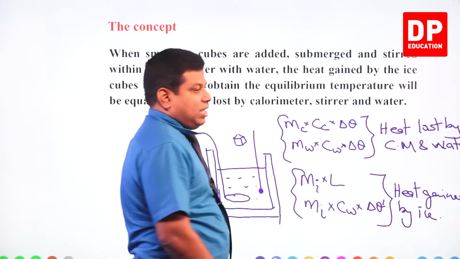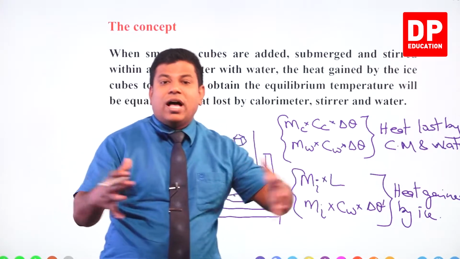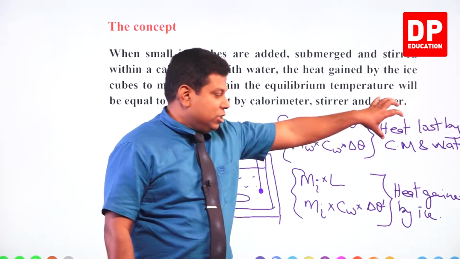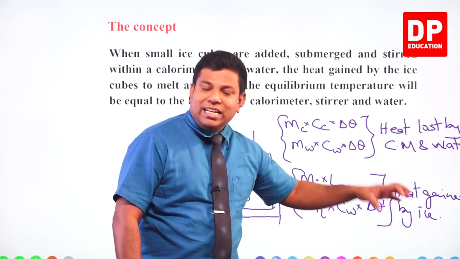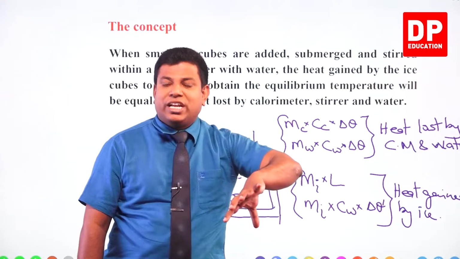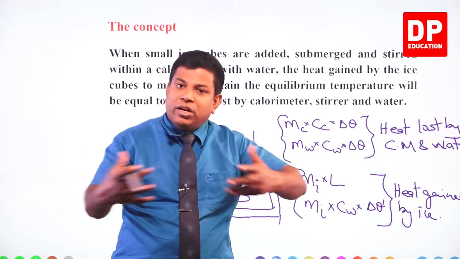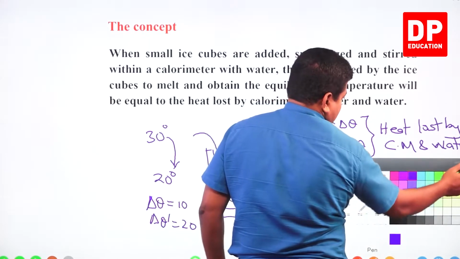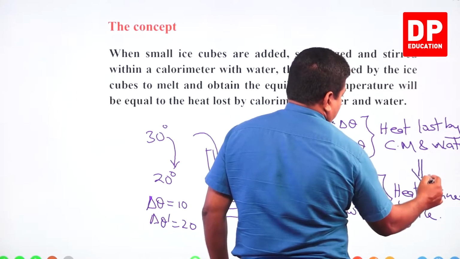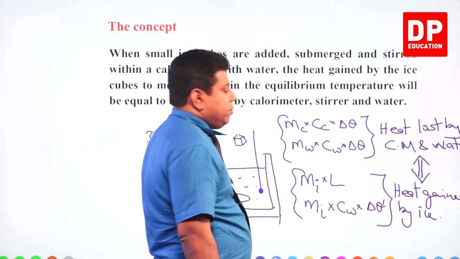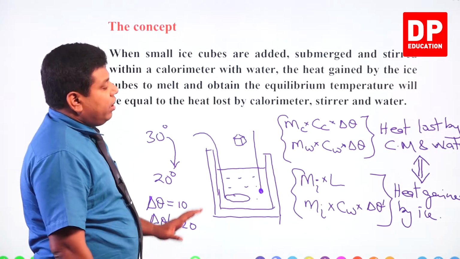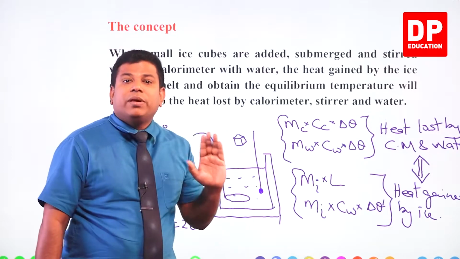So what happens if there is no heat transfer to and from the environment? Then you can assume these two are equal. Heat gained by one portion, heat lost by the other portion, both are equal. Simple. These two are equal. Clear? Right? So this is what we call the concept of this experiment.